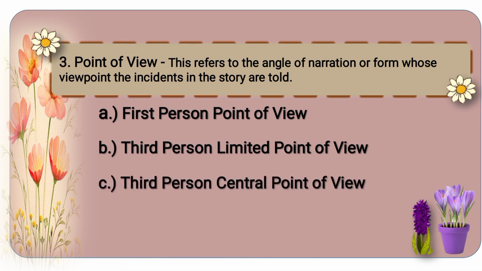Next is the third person central point of view. The narrator refers to his characters in the third person but limits himself to narrating only what the central character thinks, feels, does, and what and whom the central character can observe. So, yan yung third person central point of view. And lastly is the omniscient point of view. The narrator acts as if he knows everything that happens, including the thoughts of the characters. So, alam niya lahat yung nangyayari doon sa kwento. Yan yung omniscient point of view. So, these are all the different types of point of view.